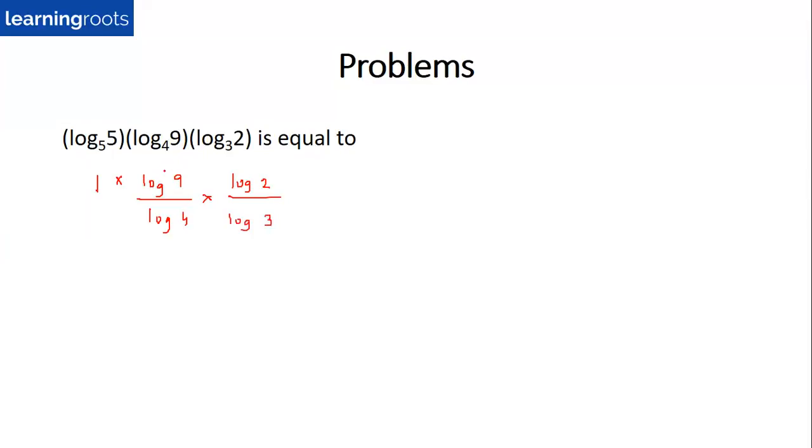Pretty simple. So this log 9, again, you can write it as log 3 square, which becomes 2 log 3. And this log 4 you can write as log of 2 square, which is nothing but 2 log 2. So you have 2 log 3 upon 2 log 2 into log 2 upon log 3. So this will cancel with this, and this 2 will cancel with this 2. You are left with 1.